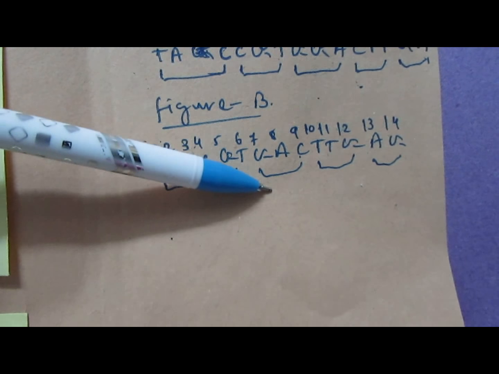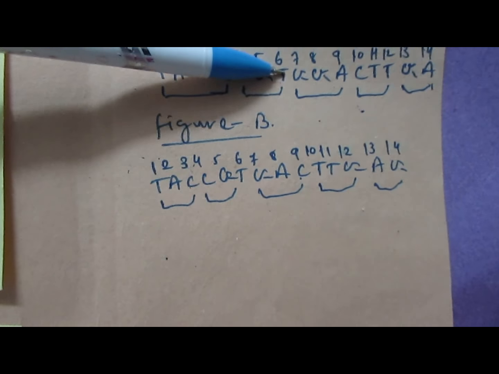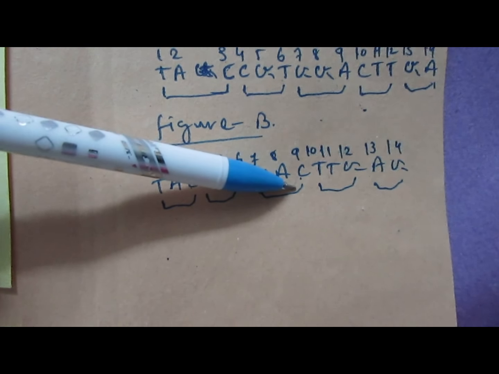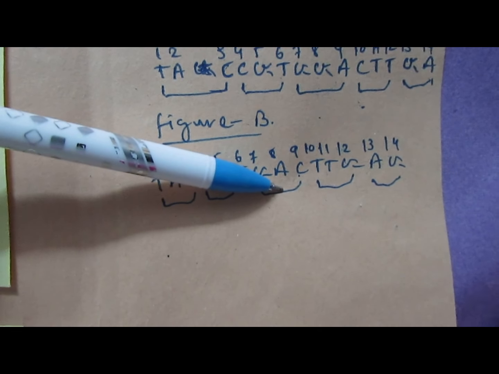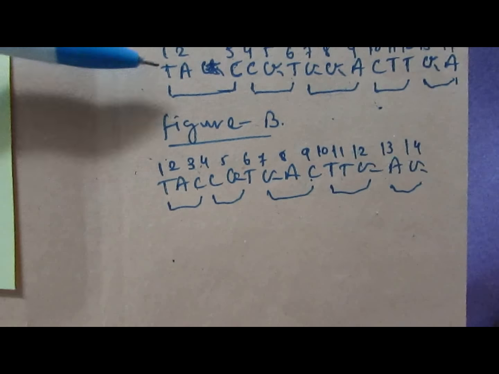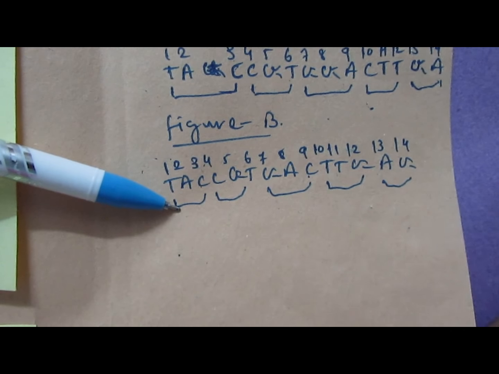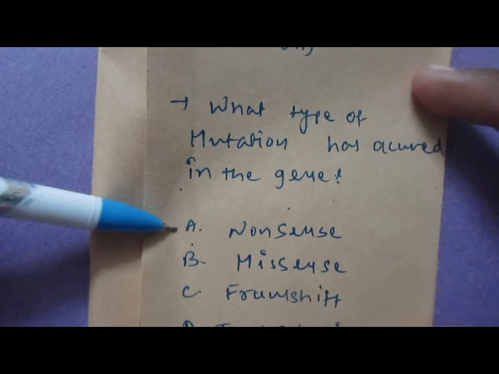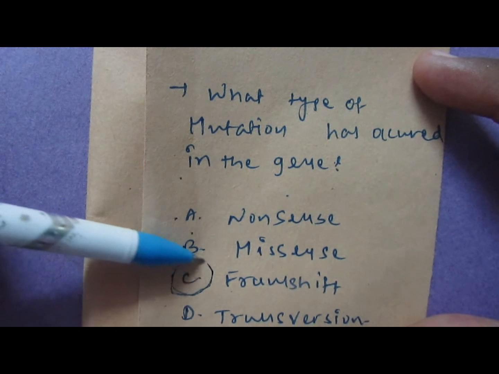That clearly suggests that after the 8th position there is a change in the nucleotide codons. So there is a change in the whole reading frame. That is the basic feature of a frame shift mutation. So the answer to this problem is frame shift mutation. Among the options, option C is the correct answer.